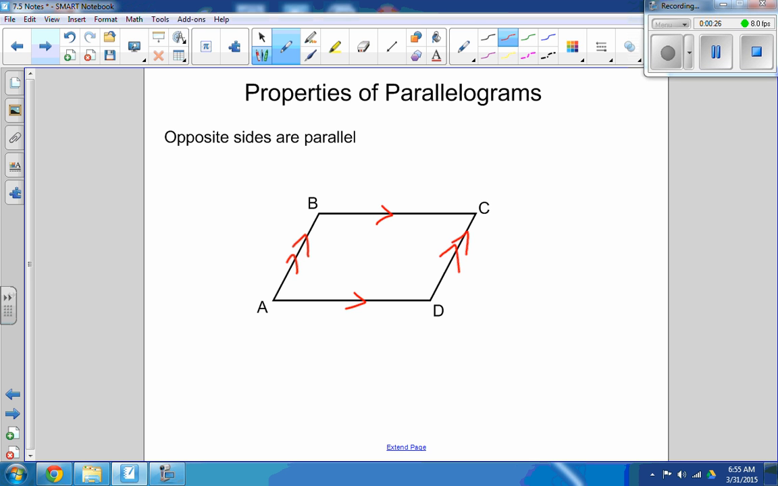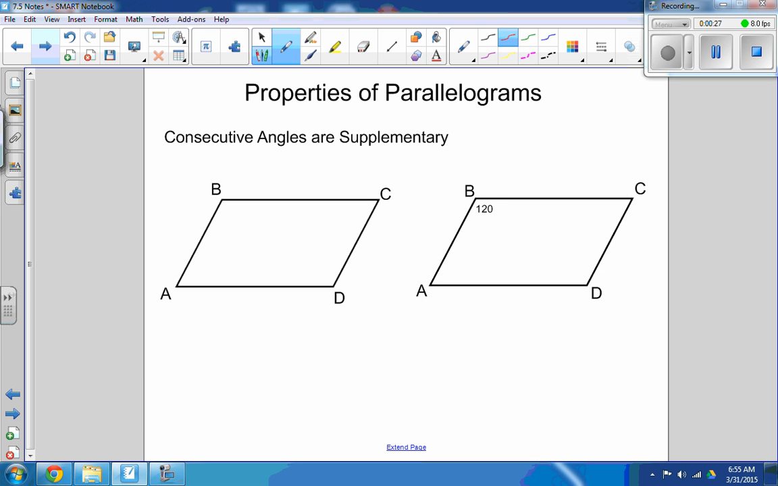This actually now gives us our next property, which is consecutive angles are supplementary. So we just showed that these are parallel. So this is a transversal, which means these angles here are same side interior, which means they are supplementary. So these two angles add up to 180. Same thing with these two angles. They also add up to 180. These two angles add up to 180, and so forth.